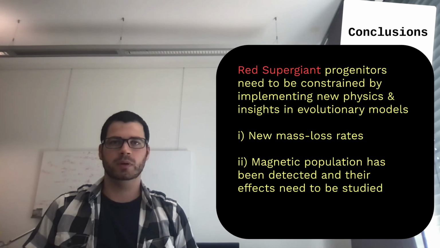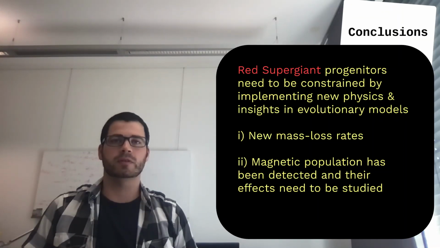In conclusion, it is necessary to constrain progenitor evolutionary models of red supergiants. New mass loss rates imply significant changes, particularly affecting stellar mass and rotation. Fossil magnetic fields are observed in some OB stars, whereas dynamo fields seem to take over in red supergiants. This transition needs to be understood.